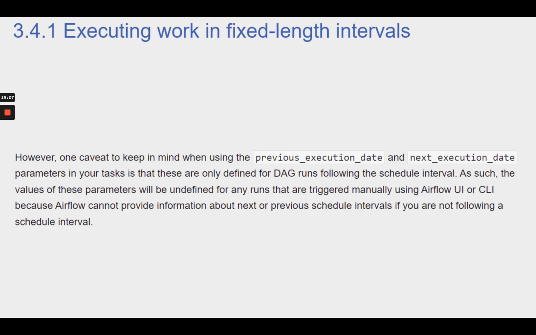However, one caveat to keep in mind when using the previous_execution_date and next_execution_date parameters in your tasks is that these are only defined for DAG runs following the schedule interval. As such, the values of these parameters will be undefined for any runs that are triggered manually using the Airflow UI or CLI, because Airflow cannot provide information about next or previous schedule intervals if you are not following a schedule interval.